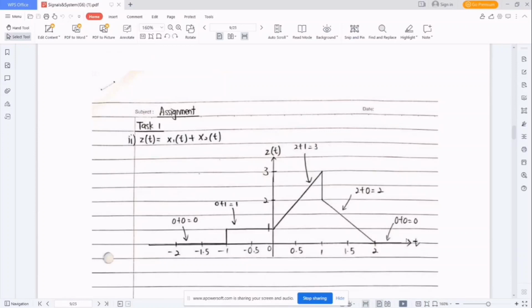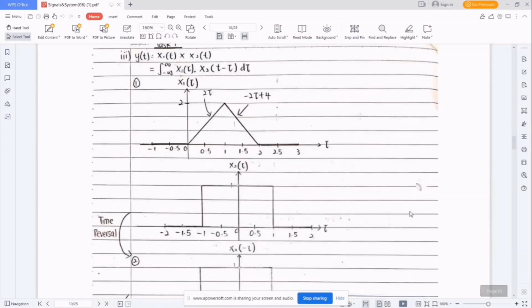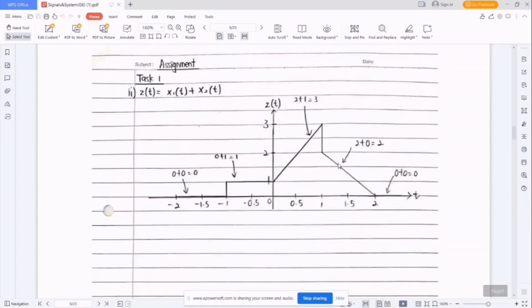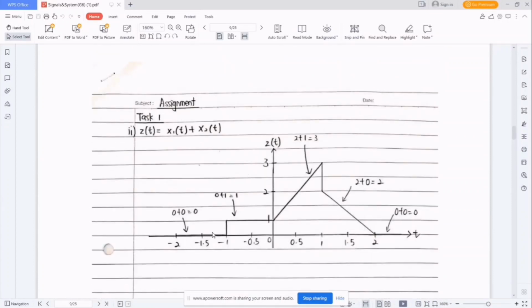And then after 2 is 0 plus 0. So after 2 here is 0 and the other is also 0. So 0 plus 0 is equal to 0. So the waveform will be like this.